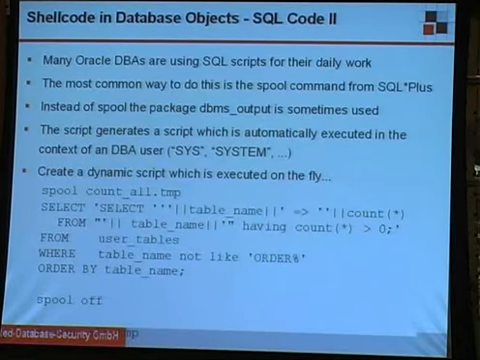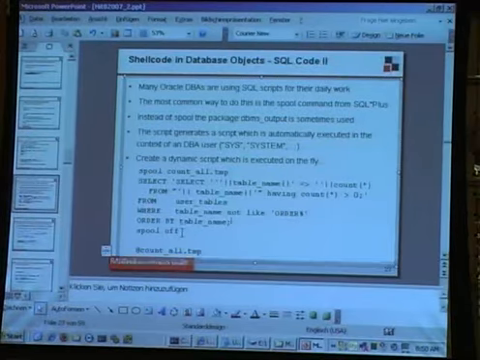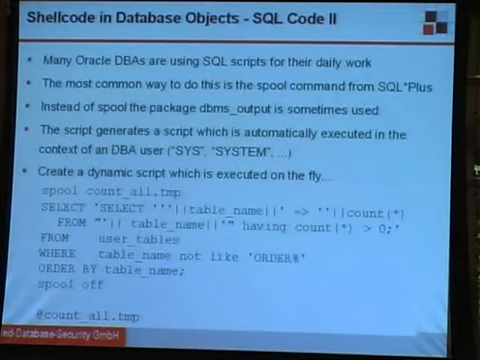So we see here, we create a file count all. Then this is our dynamic statement. We say select table name from all users. Then we disable the terminal output. And then using the @ sign, we are directly executing the script we generated here.